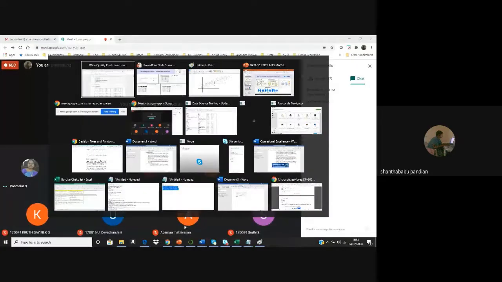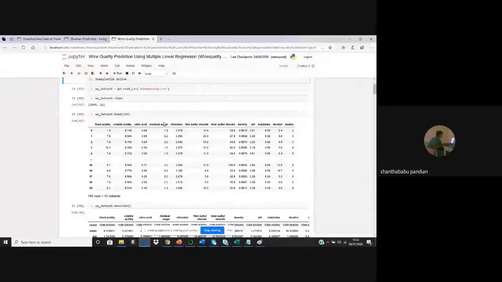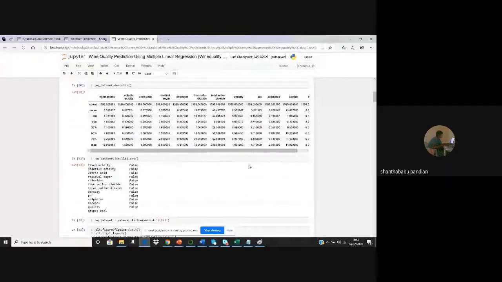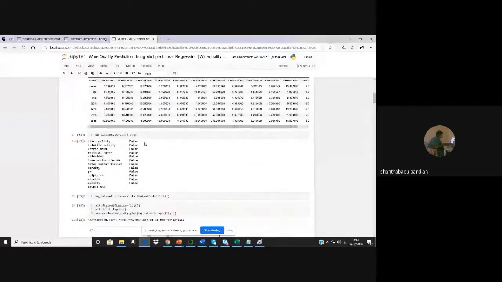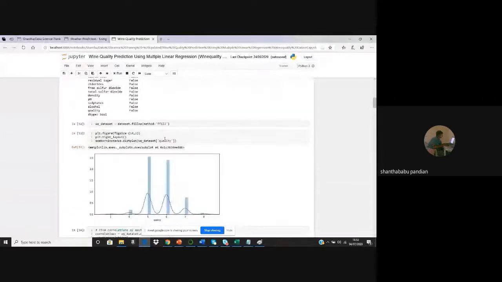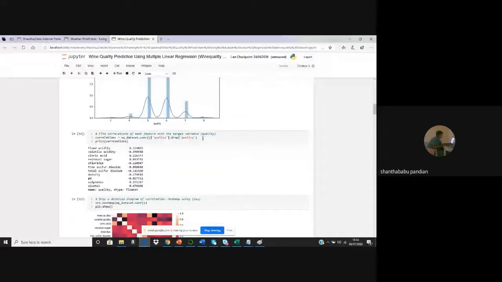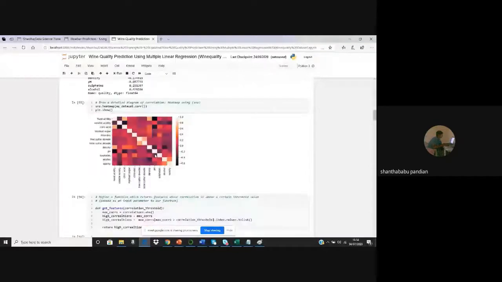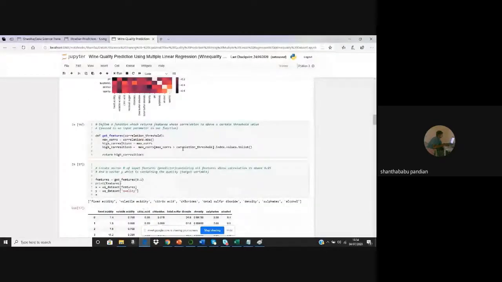Here I have the wine quality data set, and these are my columns. There are 12 columns, right? As usual, I check whether there are nulls, and I find the heat map and how the columns are correlated with each other. I think we already discussed this many times, all these points. Now the same way.